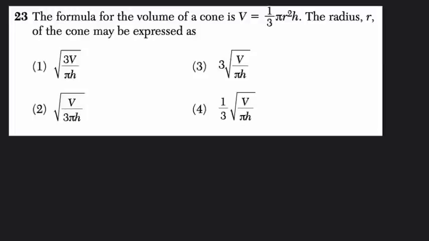All right, so here we're looking at the formula for a cone. Pause the video, try the problem on your own, and then compare it to the solution here. Okay, the volume of a cone V is 1/3 pi r squared h.